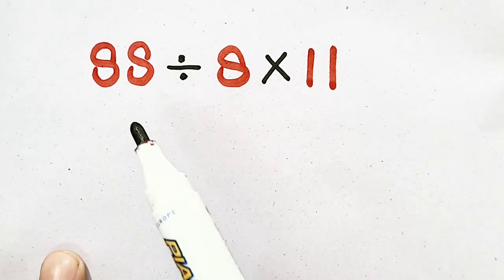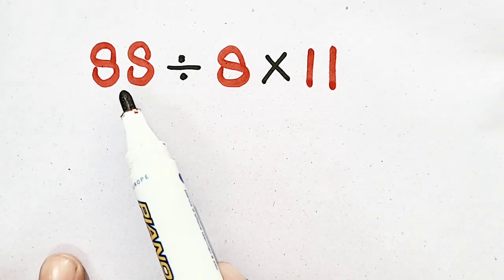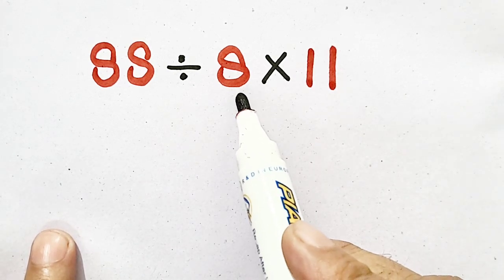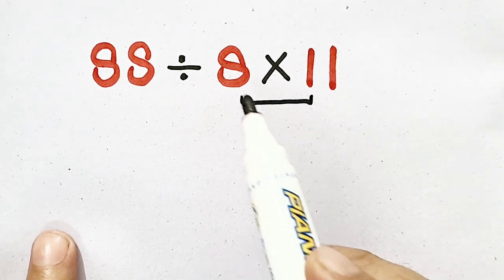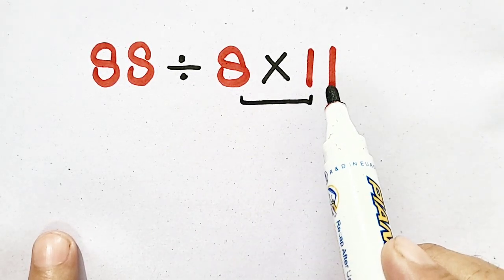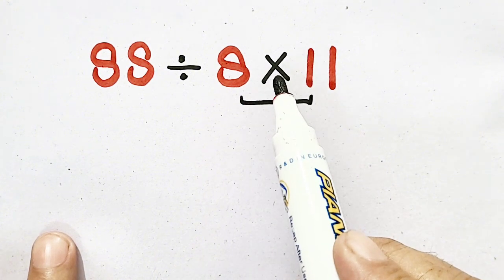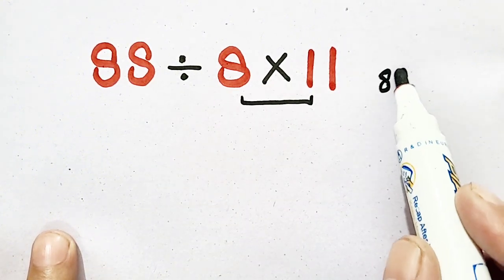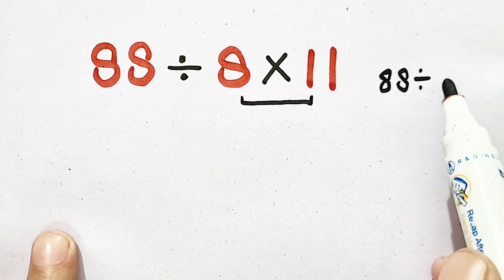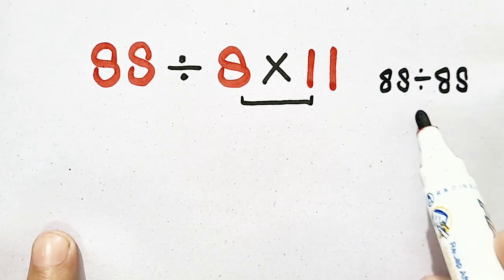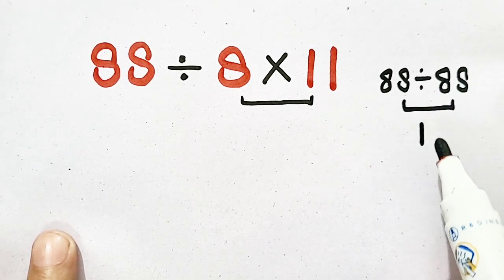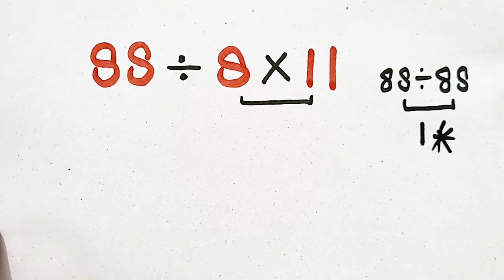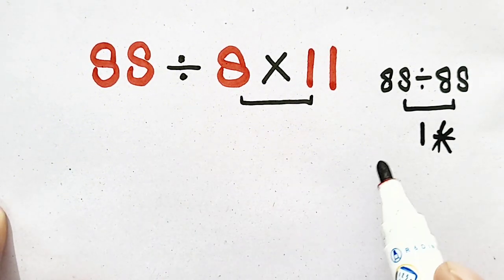Respected audience, the question is 88 divided by 8 times 11. Look at this portion, 8 times 11. It is 88. So 88 divided by 88 will be equal to 1. But it is not okay. It is not correct.